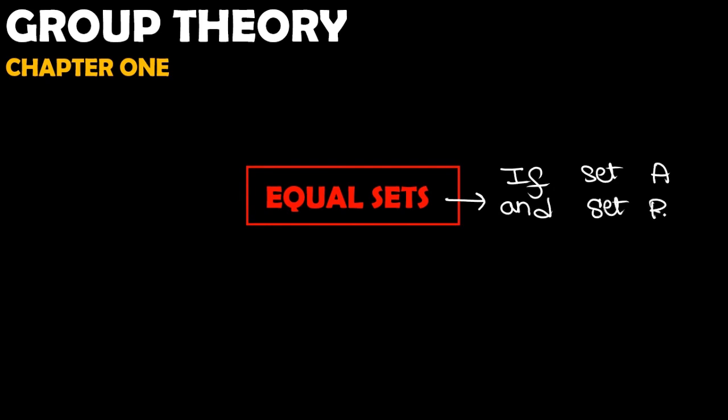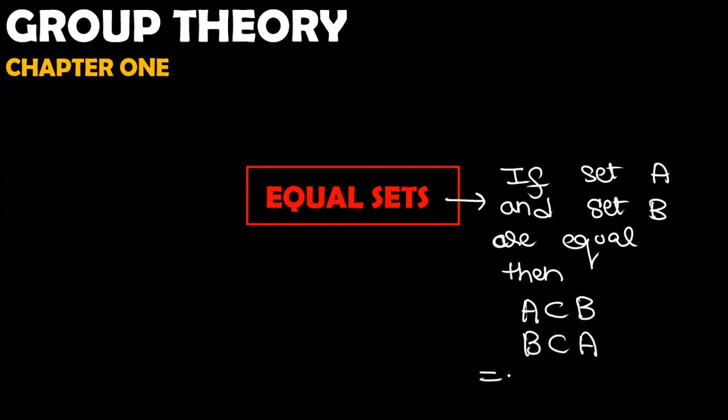So our next topic is equal sets. If we have two sets, if set A and set B are equal, then it means A is a subset of B and B is a subset of A. This implies that A is equal to B. So what is the condition we need to prove that two sets are equal? We have to prove that one set is a subset of the other and the other set is a subset of the first one, right?